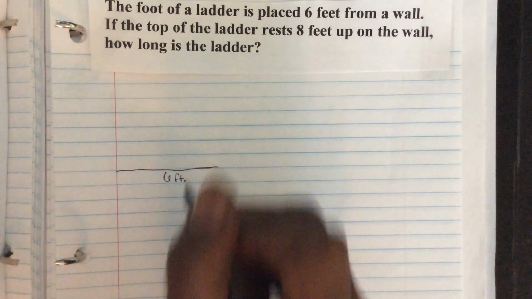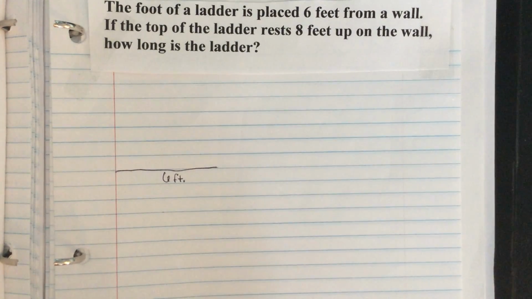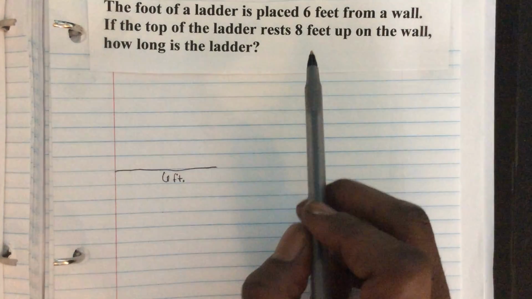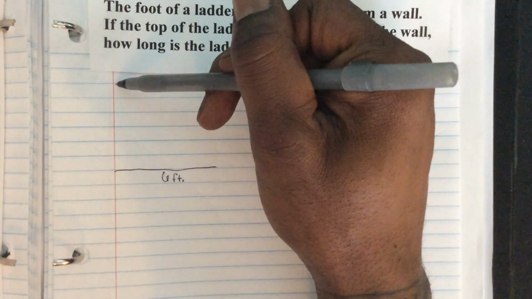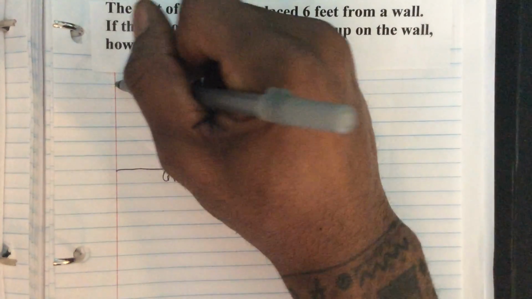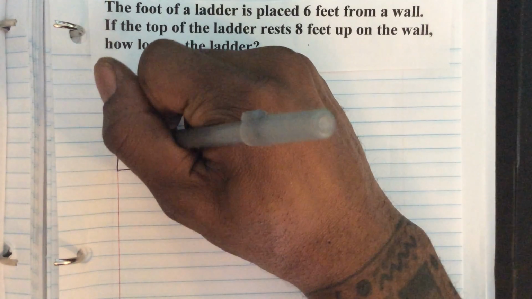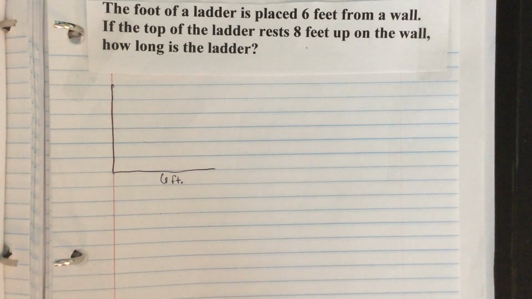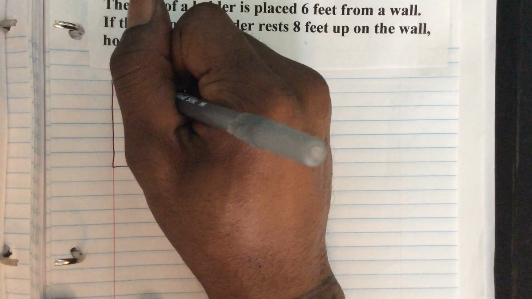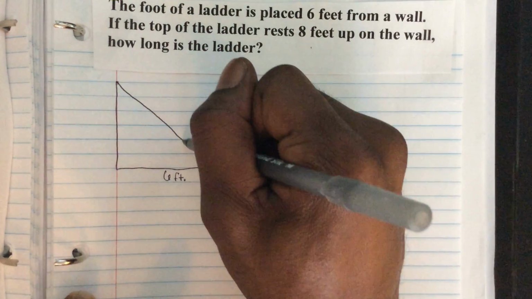I always like to label my measurements, or anything they're giving me, in terms of units. If it's just 6, I label 6. If it's 6 yards, I label 6 yards, and so on and so forth. Now they're saying that the top of the ladder rests 8 feet up on the wall. So if this is the wall right here, and let's say this is the top of it, then that should be coming up here. And now it's asking me how long is the ladder, which I know should be my hypotenuse.